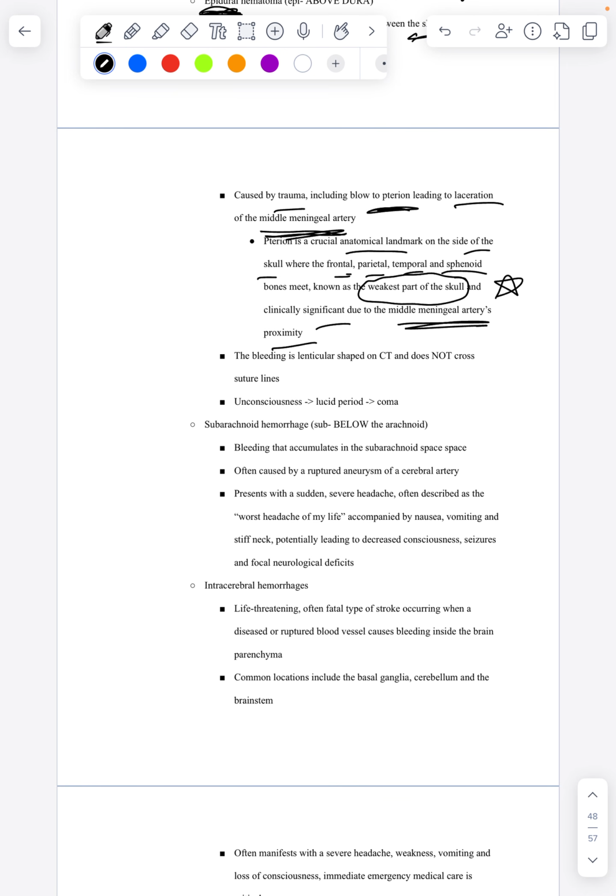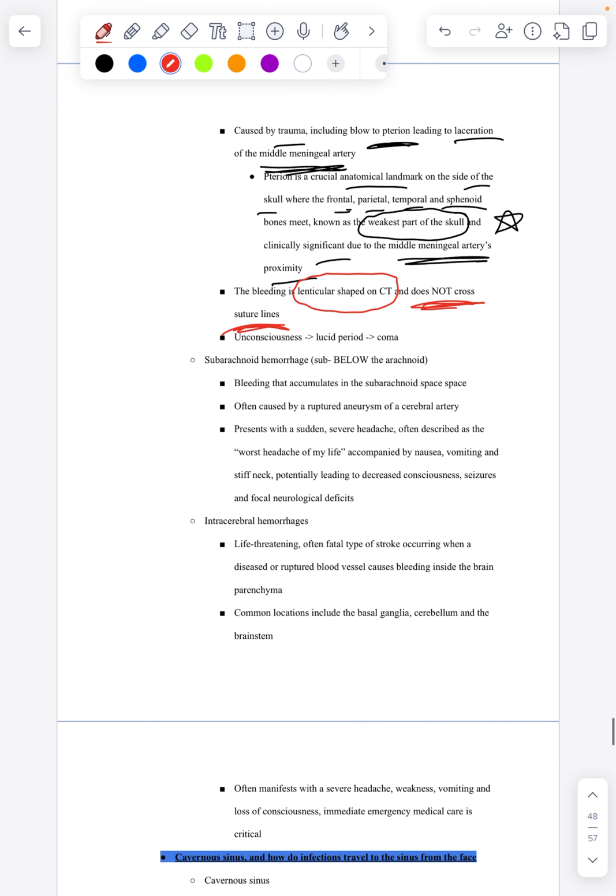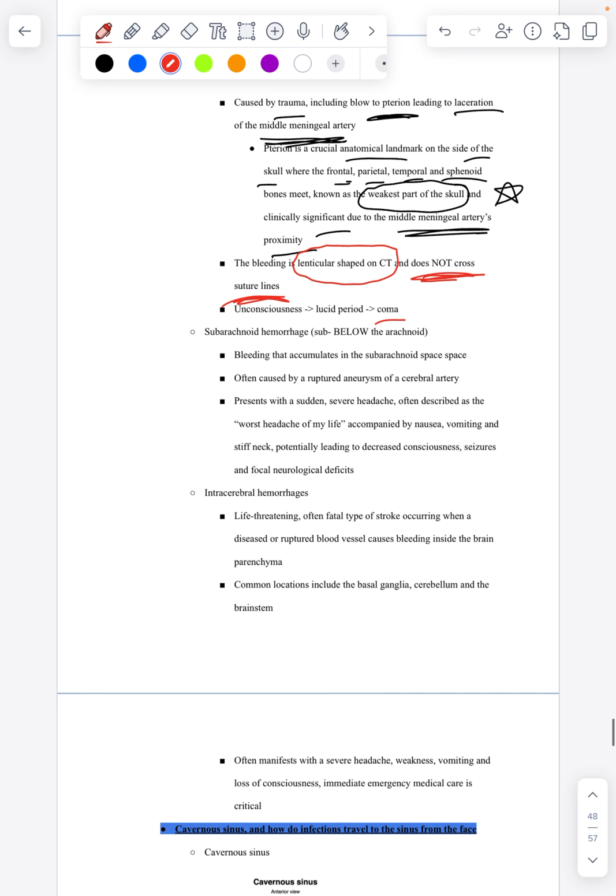So this is important too, because this is unique. You get a lenticular shaped, kind of moon-shaped hematoma, and it does not cross suture lines. Again, this was neuro stuff. So you can get unconsciousness, a lucid period, and then you can get into a coma.